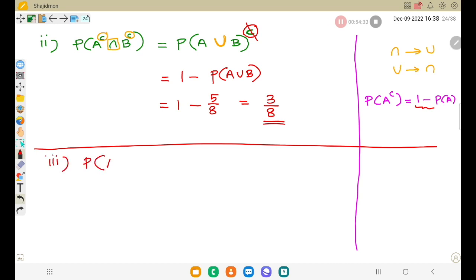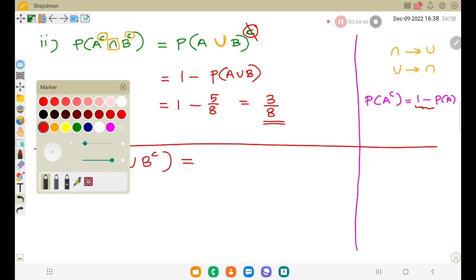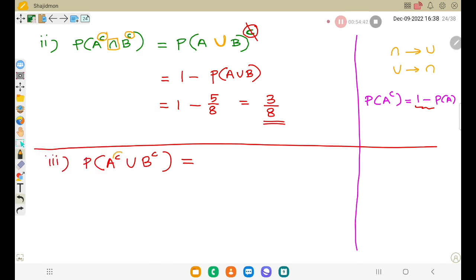Probability of A complement union B complement. Here also the same rule we are using, De Morgan's law. In a simple way we can study it like this: complement is there here, complement is there here. So the probability of the complement we write like this. What is balance you can see here: A is there, union becomes intersection, just the opposite, and B. Probability of A intersection B complement.